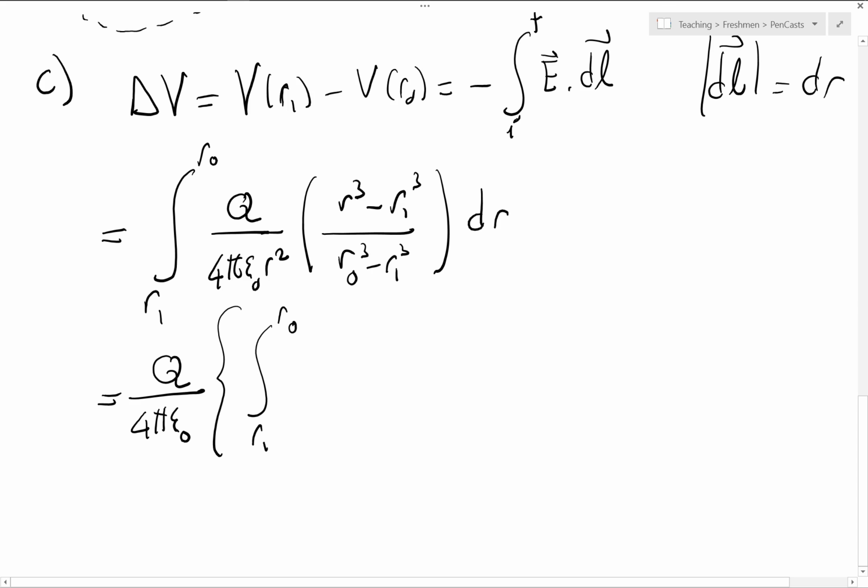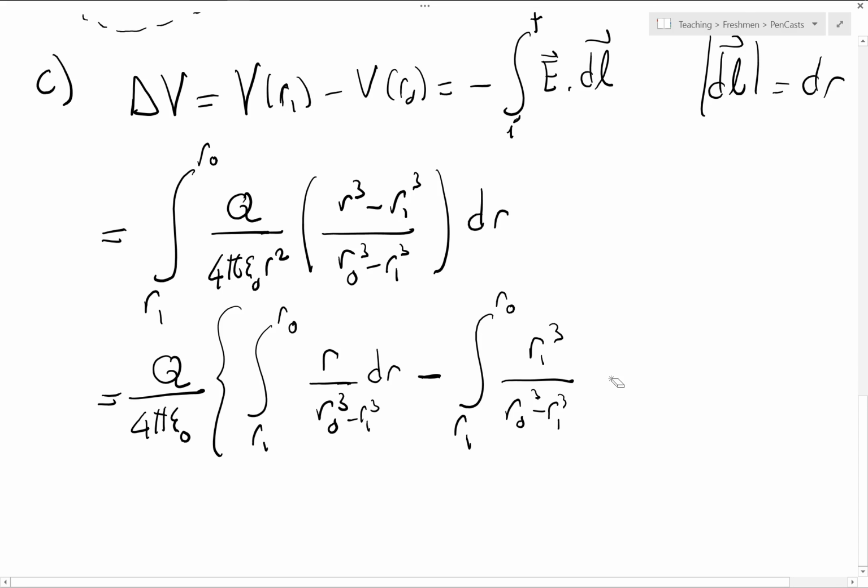Inside the integral I actually have two factors. In the first term I have r divided by R0 cubed, because r squared and r cubed cancel. In the second term I have a minus sign, from R1 to R0, R1 cubed divided by R0 cubed, minus R1 cubed, both cases. That's also a constant. I could have taken that outside the integral, divided by 1 over r squared dr. So let's do that and take that factor outside the integral. The first integral just gives me R0 squared minus R1 squared divided by 2.